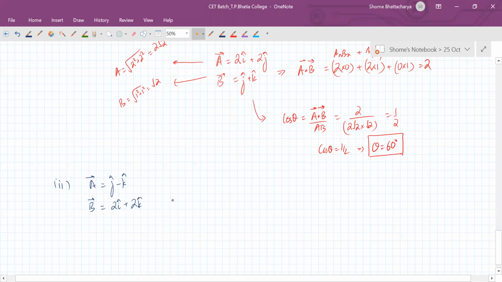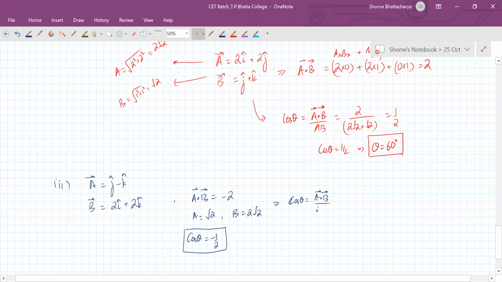Okay, so A dot B will come -2 this time, whereas magnitude of A is √2. Okay. So cos theta will come out to be -half. You substitute this. So that means theta is 120 degrees.